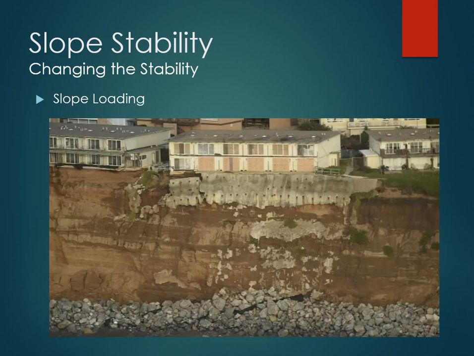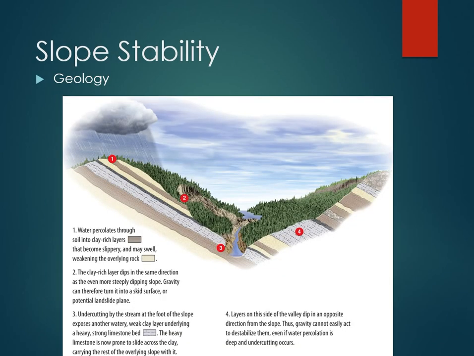Sometimes when a house is on the edge of a cliff, they can't even go in and tear the house down because it's so dangerous. If the slope's failing, you don't want heavy equipment in there, so they have to just wait and let the whole thing fall down to the bottom, which is actually pretty terrifying.